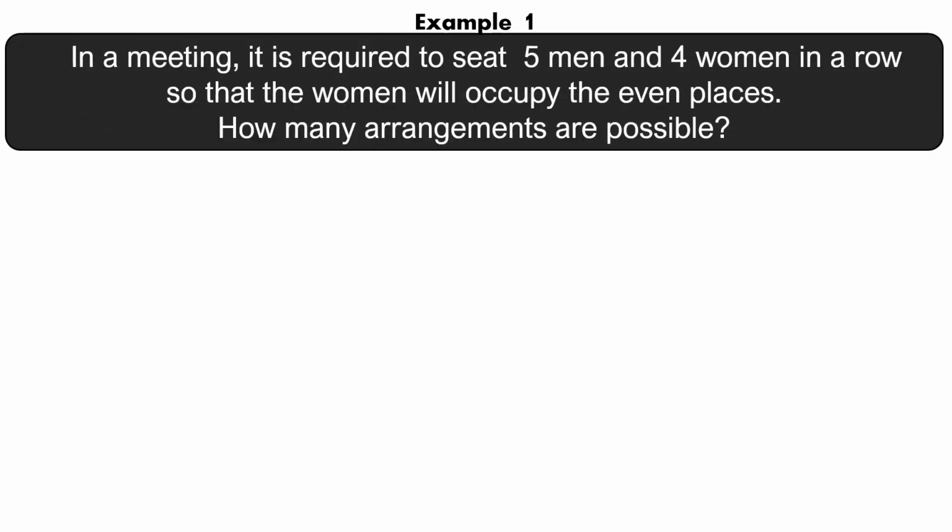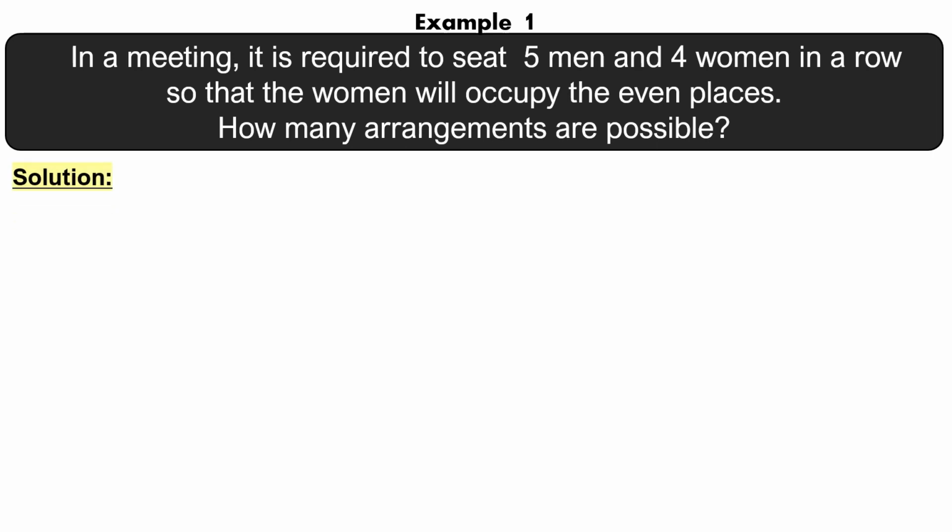Example number 1. In a meeting, it is required to sit 5 men and 4 women in a row, so that the women will occupy the even places. So how many arrangements are possible?